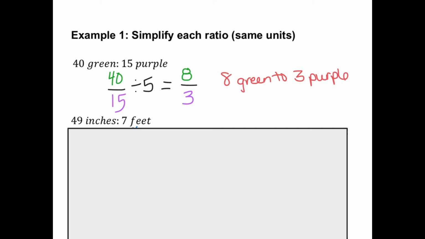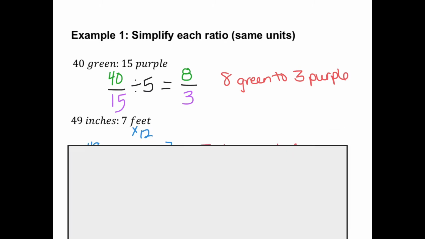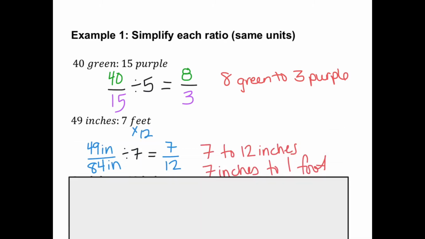This next example compares 49 inches to 7 feet. Measurement is the same, but there are different levels of units. So we have inches to feet. So in order to accurately simplify this ratio, we first need to put them in the same unit. So I'm going to take the 7 feet, we'll multiply it by 12. So the ratio is actually 49 inches to 84 inches. Now we're dividing by 7 here simply to simplify. So 49 and 84 are both divisible by 7.